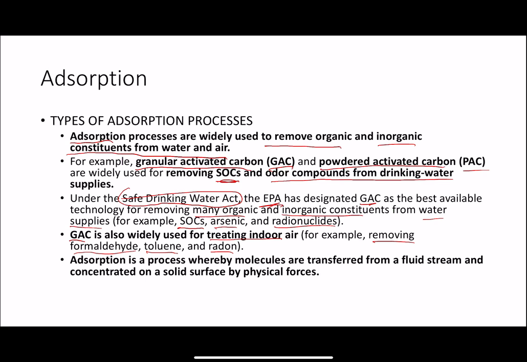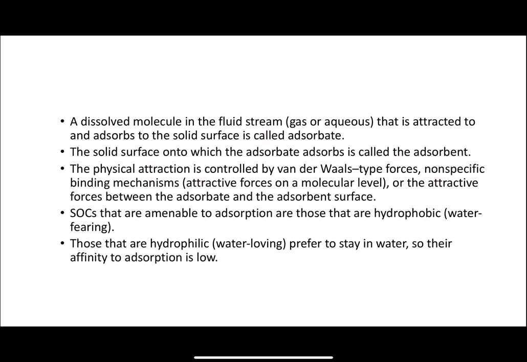Of course, what is the definition? Another definition of adsorption: the molecules are transferred from a fluid stream and concentrated on the solid surface by physical forces. The dissolved molecules in the fluid stream, whether gas or aqueous, that are attracted and adsorbed to the solid surface are called adsorbate. The solid surface into which the adsorbate is adsorbed is called adsorbent. So the chemicals in the water are called adsorbate. The filter itself that the organics will be adsorbed to is called adsorbent.